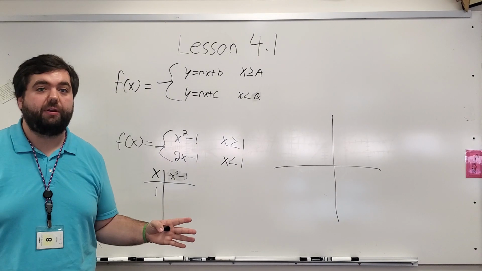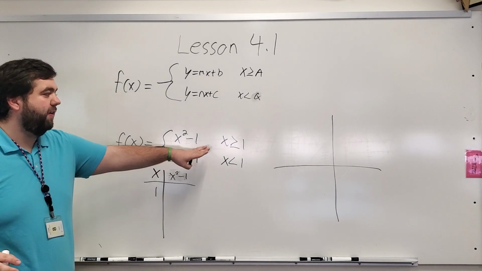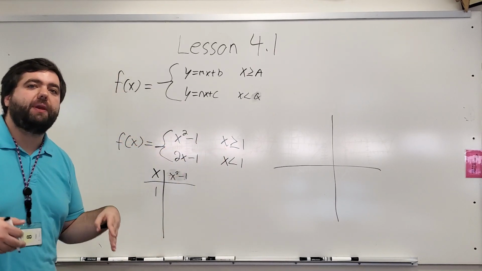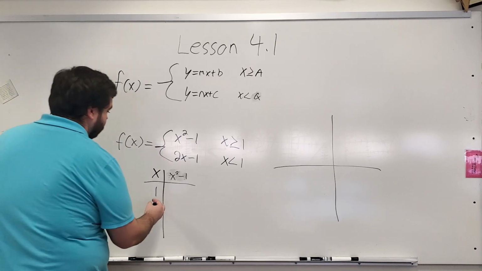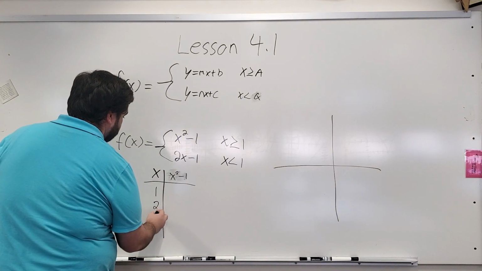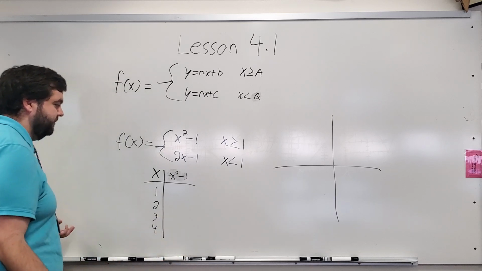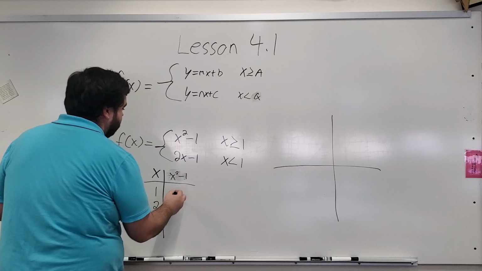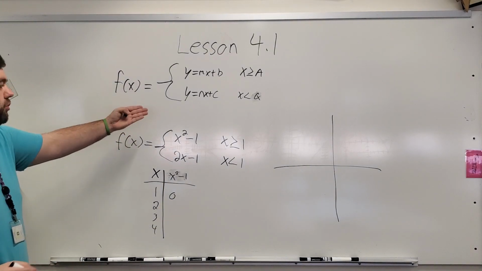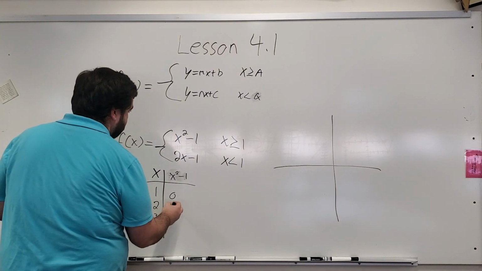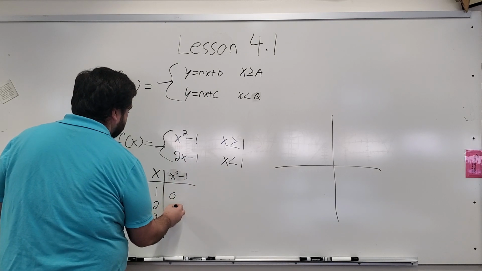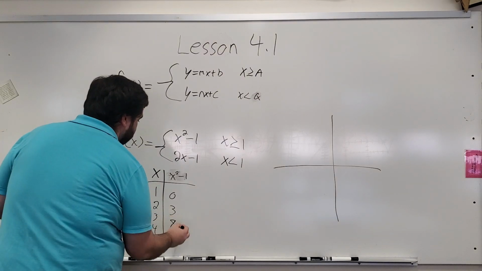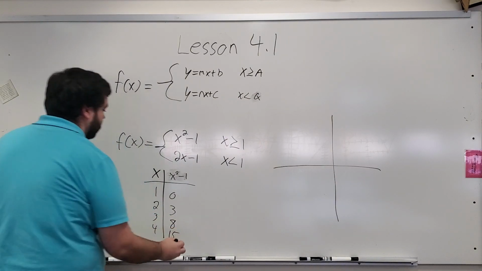It can be anything I want, right? From there, I follow my domain restriction. I have x is greater than or equal to 1, so then I just pick numbers greater than 1, right? So I'm going to go 2, 3, 4. I plug in 1: 1 squared is 1, minus 1, 0. Plug in 2: 2 squared is 4, minus 1, 3. 3 squared, 9, minus 1, 8. 4 squared is 16, minus 1, 15. So on and so forth.